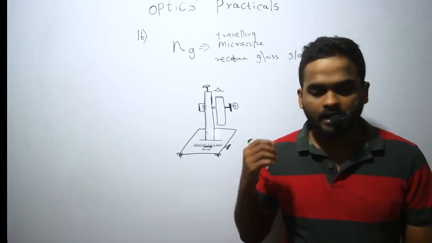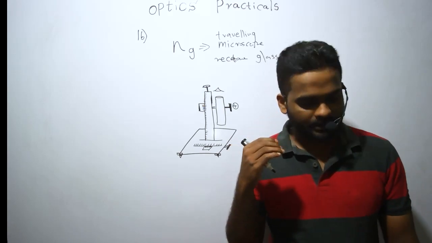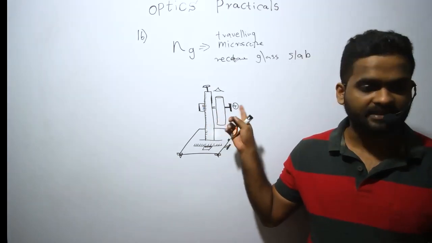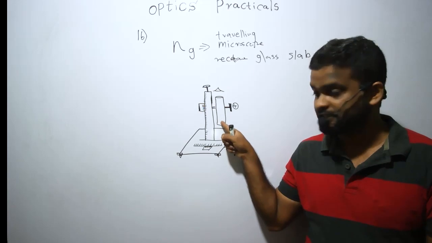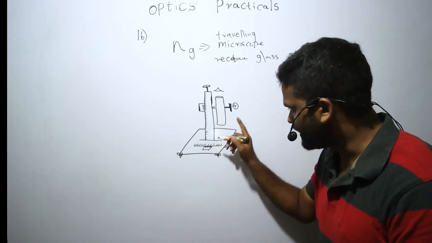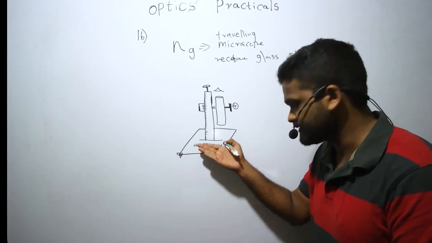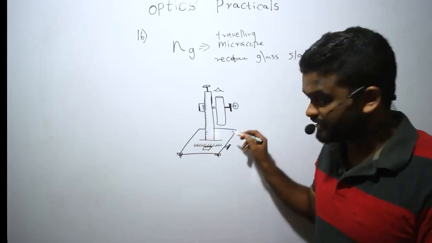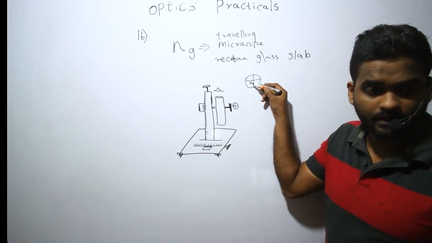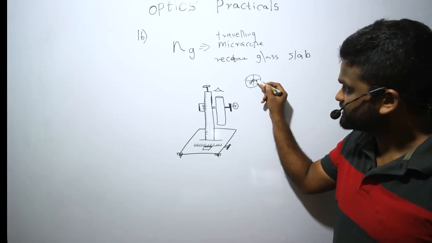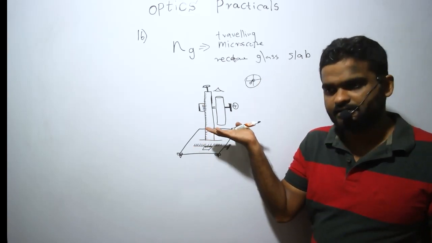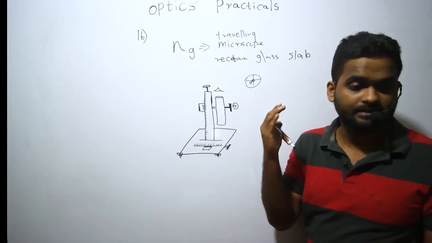Before using this traveling microscope, you have to do adjustments to it. First thing is you have to make this base horizontal. There are spirit levels, you have seen spirit levels, like this. There's an air bubble inside. You have to get it to the center. When it gets to the center, we can say this is horizontal.